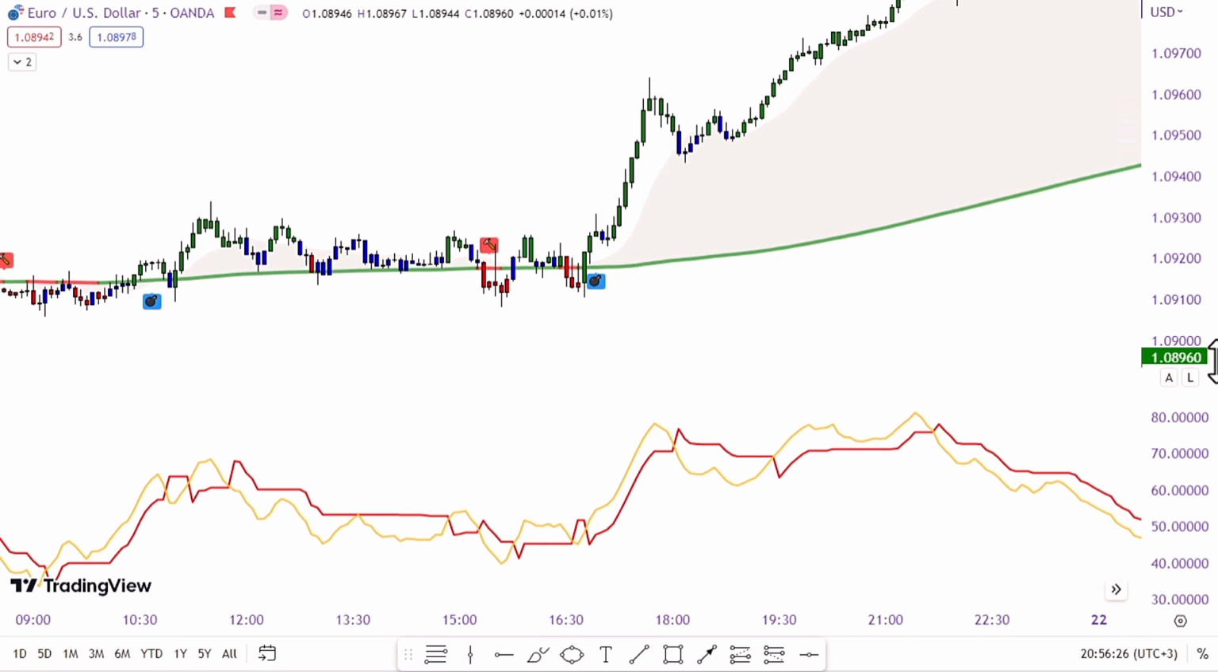In addition, the QQE yellow line must be over the red line. This condition confirms a bullish trend. However, there is still one more rule in place that no one knows about yet. So make sure you pay close attention here.